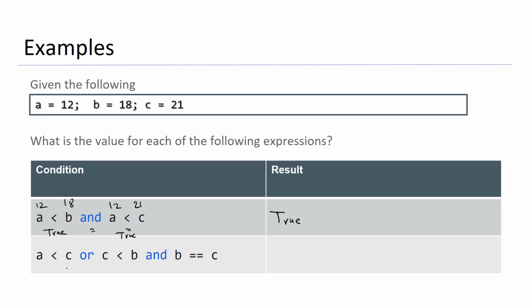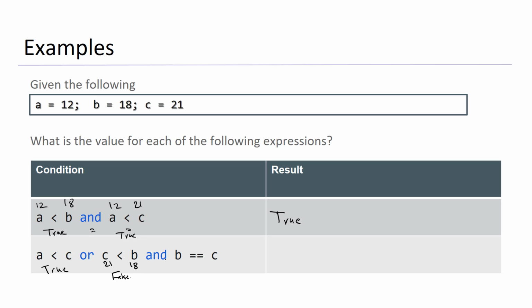Let's take a look at the second condition. We know that A is less than C. We've already done this up here, so A less than C is true. What about C less than B? C is 21, B is 18. So is 21 less than B? 21 is greater than B, so this is false.